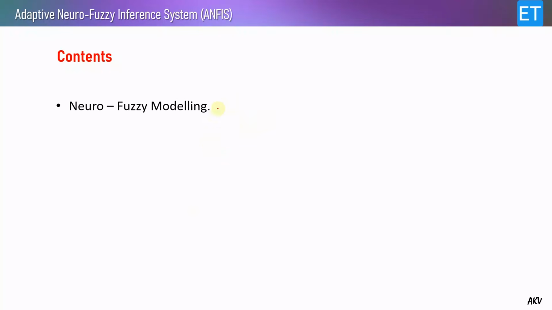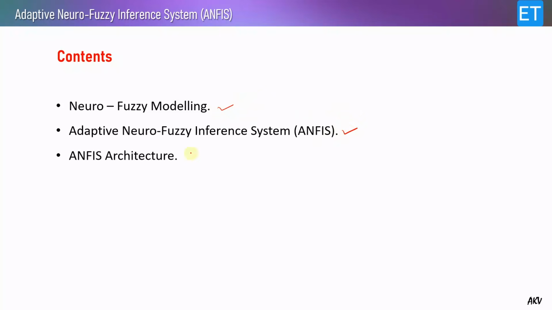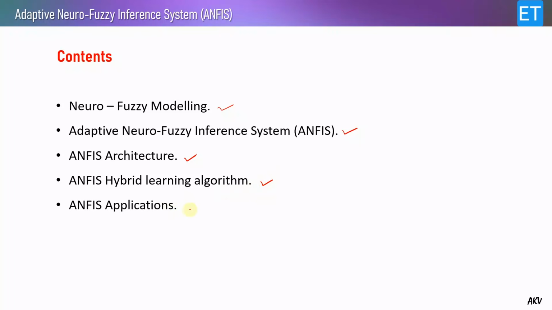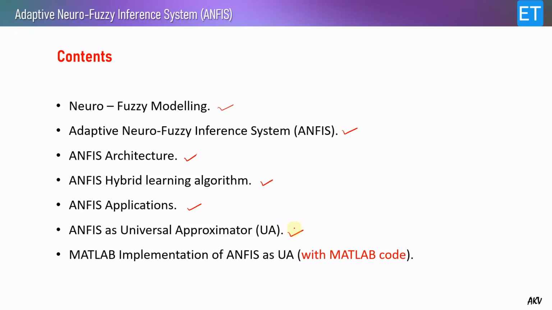First, I will explain what is Neuro-Fuzzy modeling. Then I will explain the Adaptive Neuro-Fuzzy Inference System, that is ANFIS. Then I will talk about its architecture. Then I will explain its hybrid learning algorithm. Then I will talk about some applications of ANFIS. And then I will show you how ANFIS can be used as a universal approximator. And then in the last, I will explain the MATLAB implementation of ANFIS.